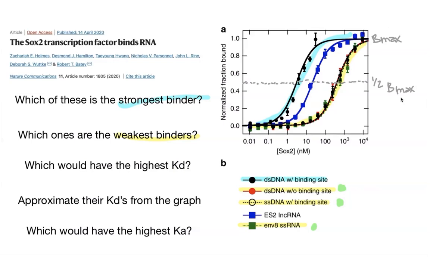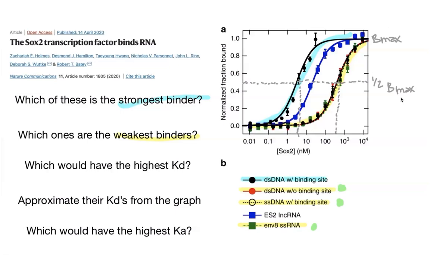Okay, so now we're going to go down and find where the half Bmax intercepts our curve. In this case, we're going to get something between 1 and 10 nanomolar for the black, the strongest binding, the double-stranded DNA site. And in the case of our weaker binders, they're going to be somewhere between 100 and 1,000.